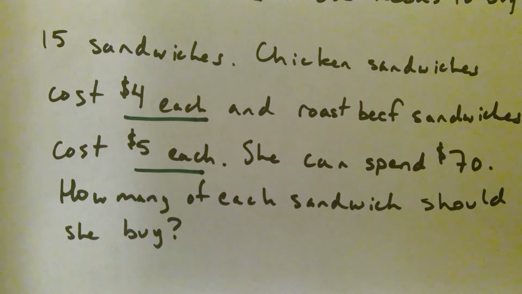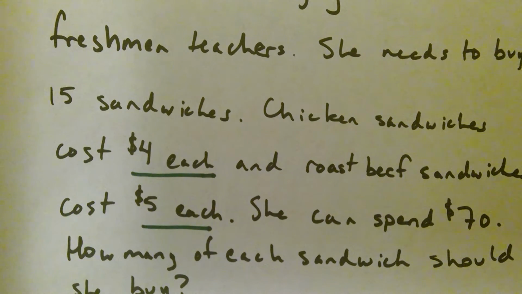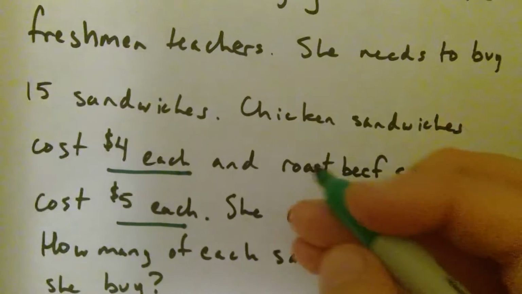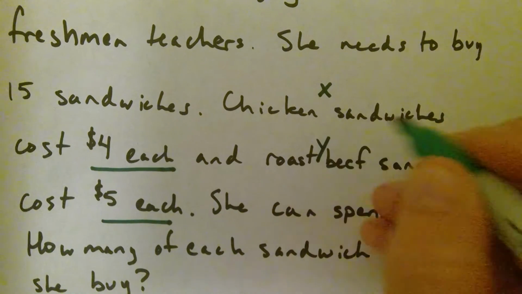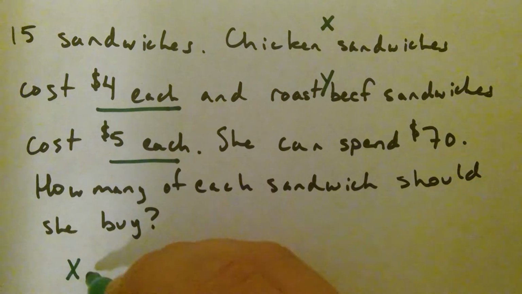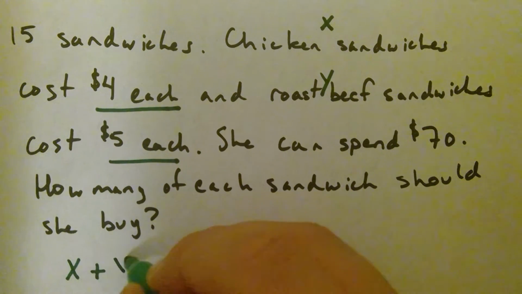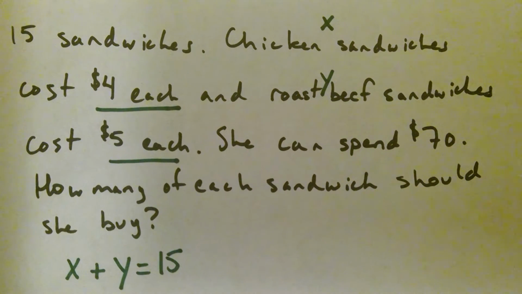Now, we're going to have to write a couple equations here, and then we'll graph them. So let's start off with our sandwiches. We know that she has to buy 15 sandwiches. She can buy either chicken sandwiches or roast beef sandwiches. So let's say that chicken sandwiches are x, roast beef sandwiches are y. So she's got to buy x chicken sandwiches and y roast beef sandwiches for a total of 15 sandwiches.